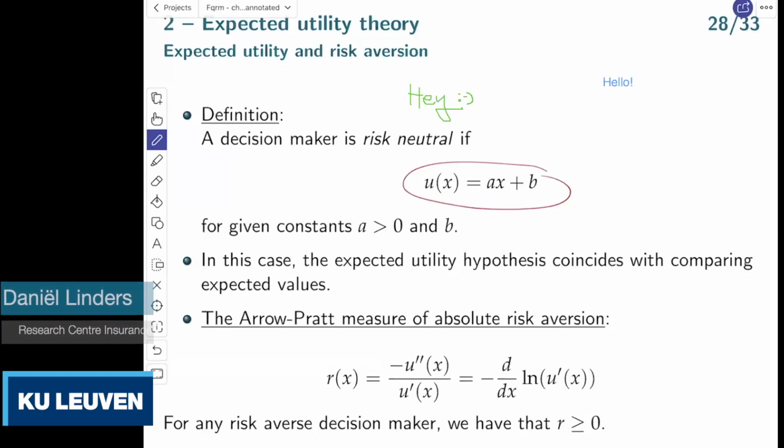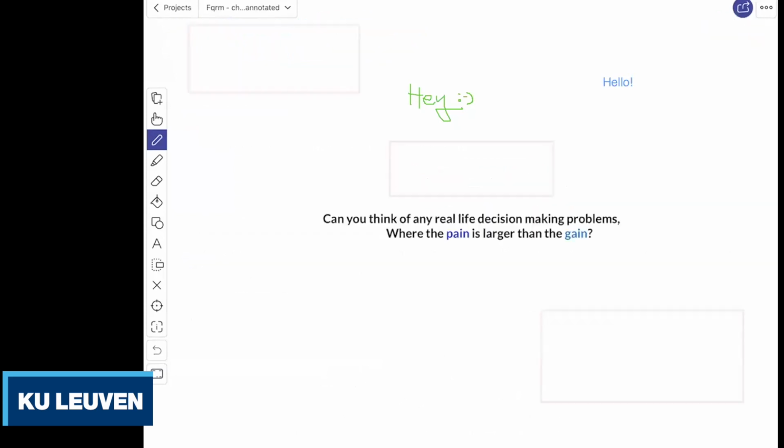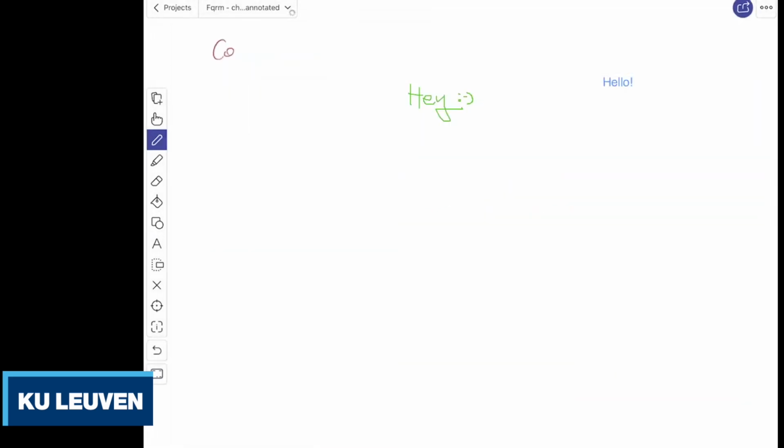So if you have a concave utility function, let me draw the utility function. This is a concave utility function u. If the function is concave, and that was the idea of the quiz question on Toledo, then you prefer to have certainty. You avoid variability.